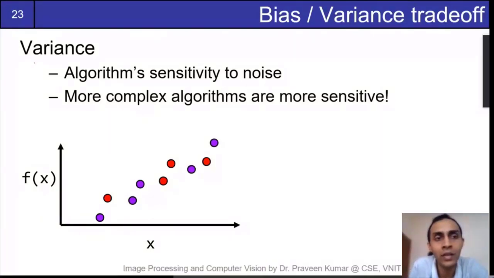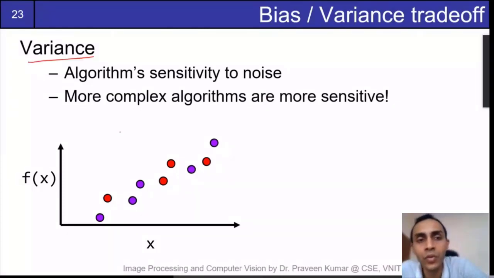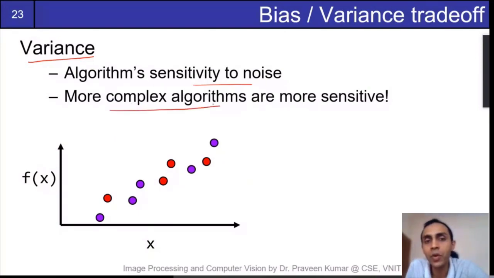The other problem in learning this function is variance. This variance can be explained as the sensitivity of the algorithm to noise. Generally, more complex functions or more complex algorithms will be more sensitive to noise. What this basically means, let me explain here. Let us say we have these points, and let us subsample into two sets. One set is these purple dots and one set of samples is these red dots.